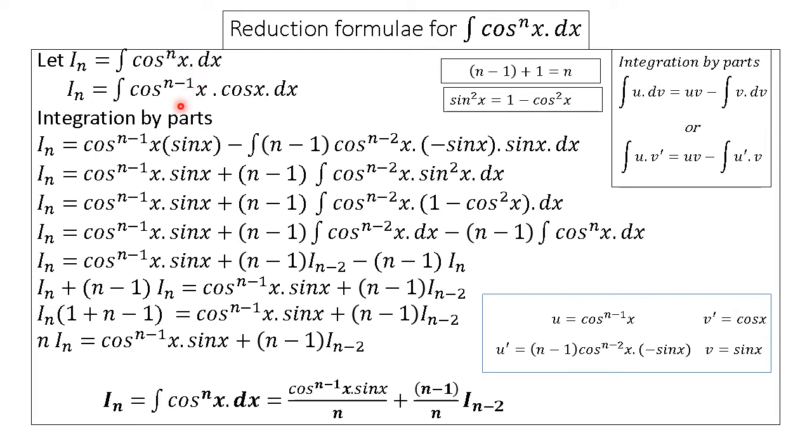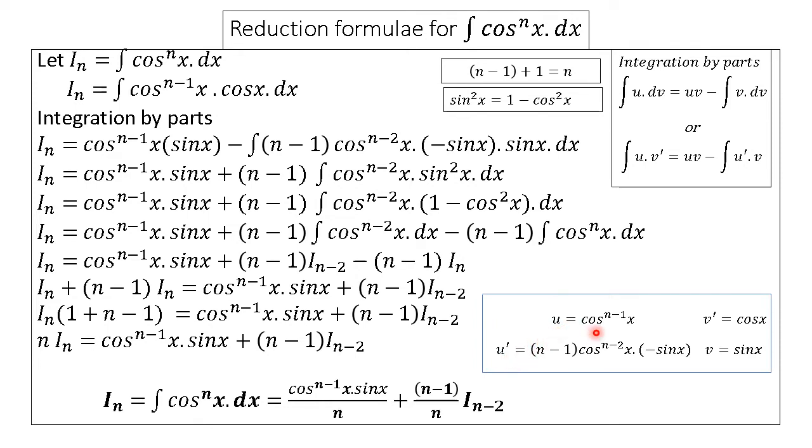Now we have to integrate this by using integration by parts. In integration by parts, choose one term as u and another term as v dash or dv. Here I take u equal to cos to the power n minus 1 x and v dash equal to cos x. Integration by parts: integration of u v dash is equal to u v minus integration of u dash v. Here u dash represents the differentiation of u.